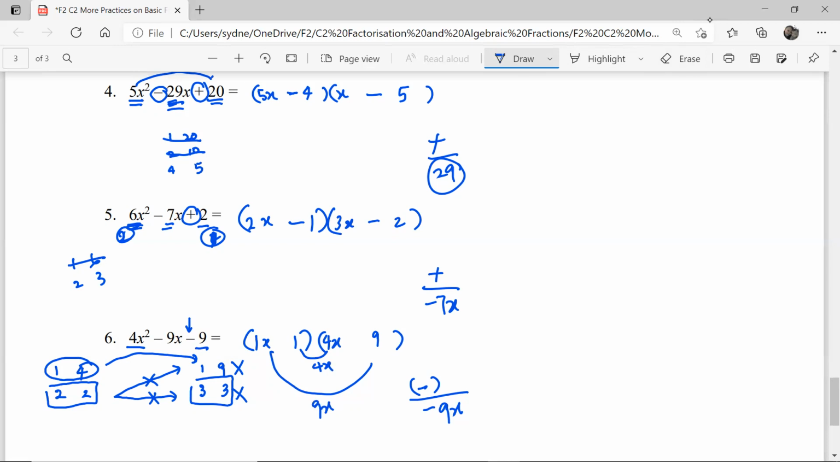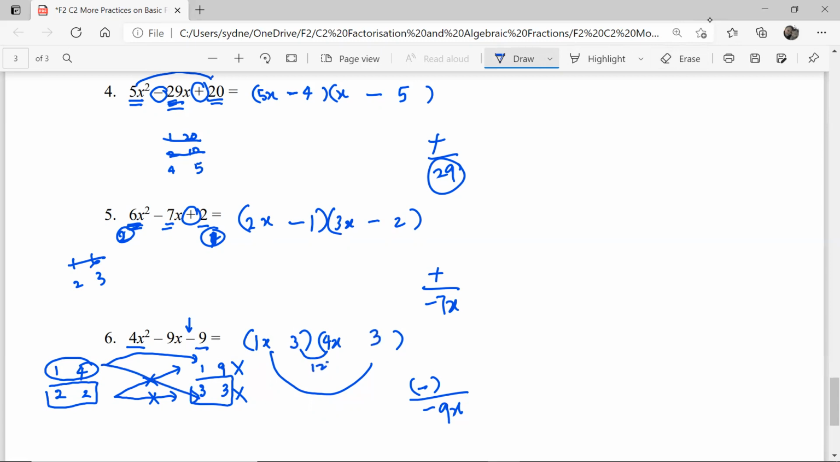So let's swap the place. Put 9 here and 1 here. Even worse, because 9 times 4 is 36. It's so huge, so far away from my 9. So definitely it's not. So erase the 1 and 9. That means after we have tried with 1, 9, then we're going to try with the 3, 3. So let's put 3, 3 here.